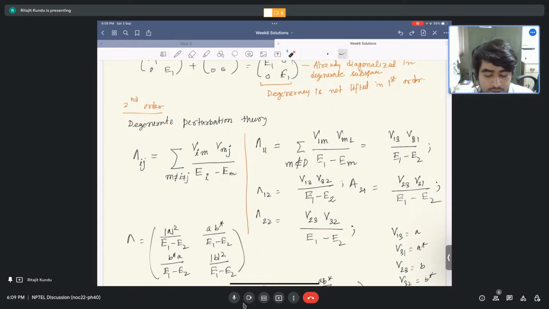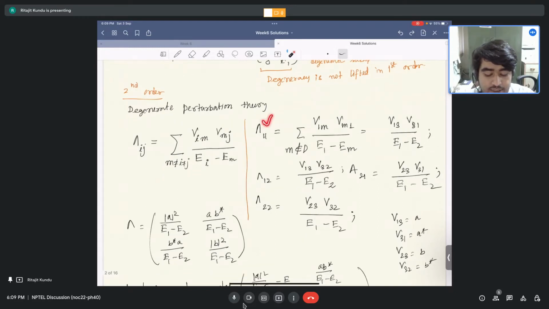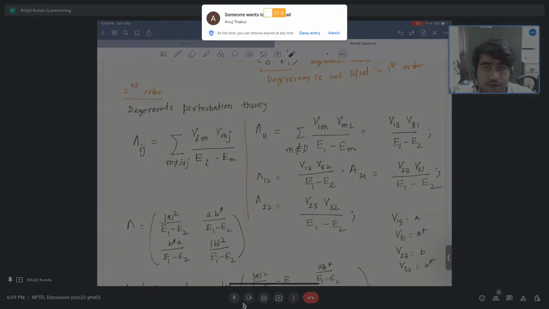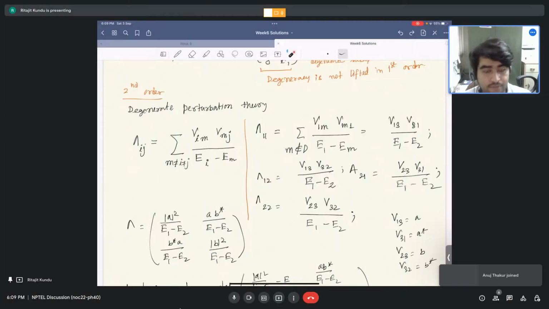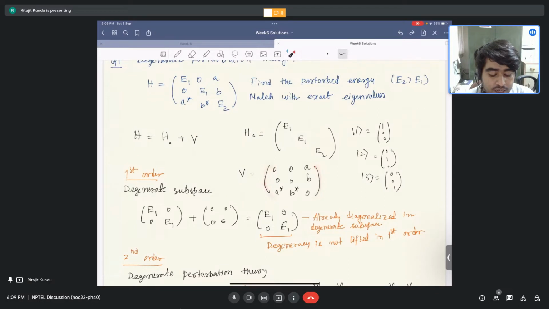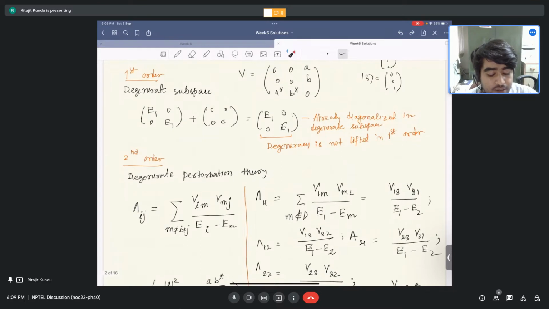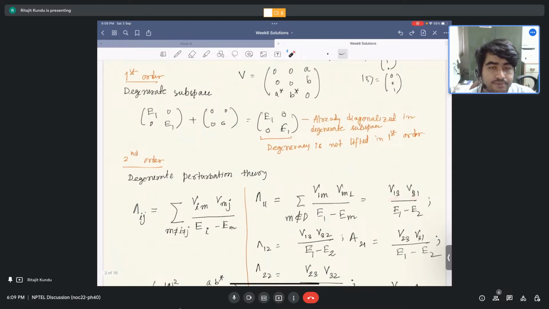For example, this capital lambda 1 1 in this case will become something like V_1m and V_m1. You can look into the matrix V, and only this part which is sitting here will contribute to the summation. That's why I have written V13 and V31. On the denominator I have only E1 and E2. Just remember, E1 is the energy which has degeneracy, and E2 is the other energy.